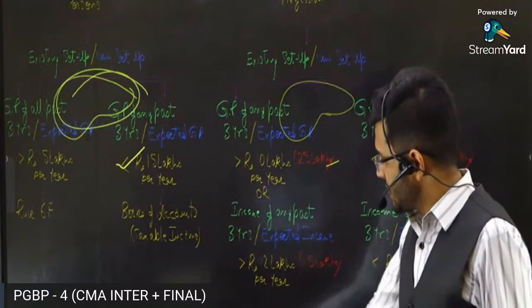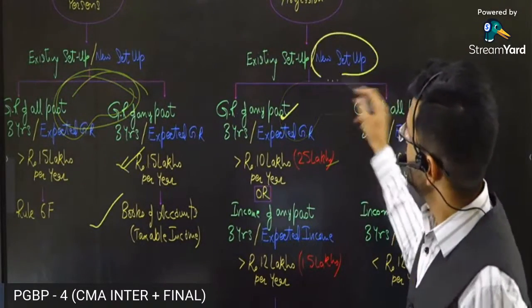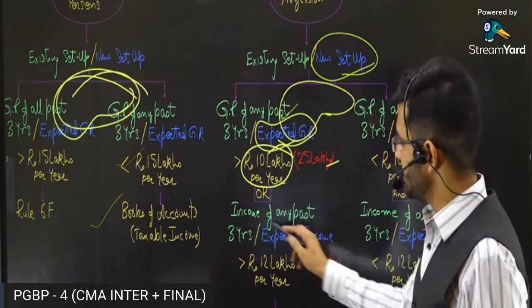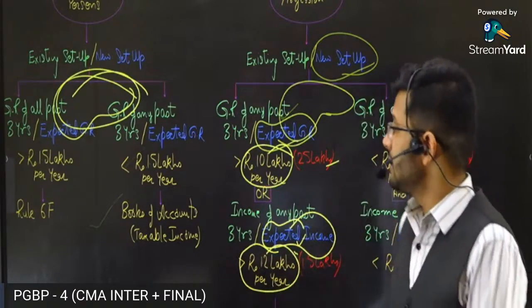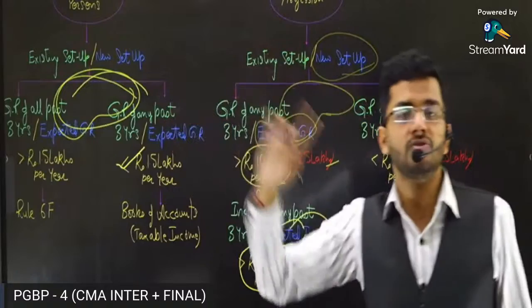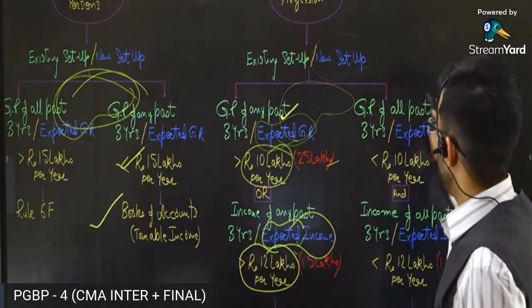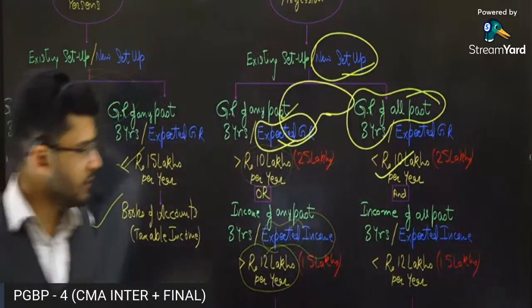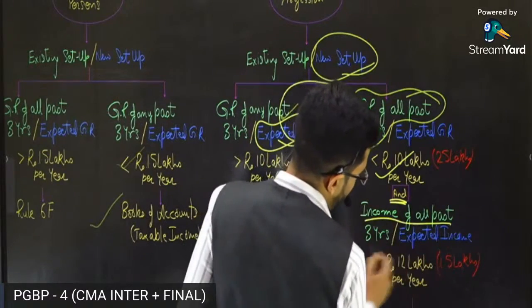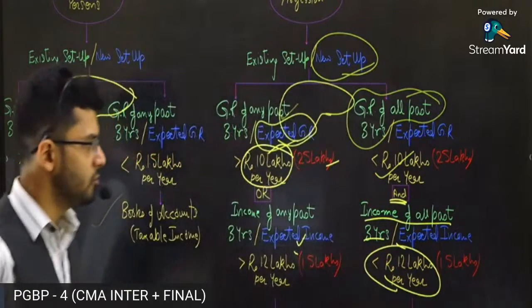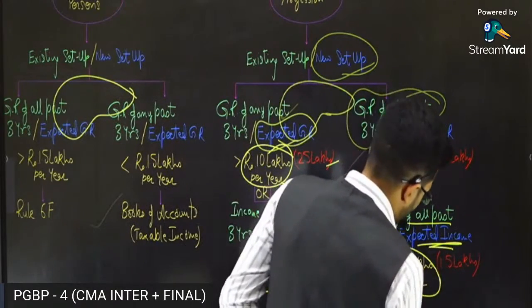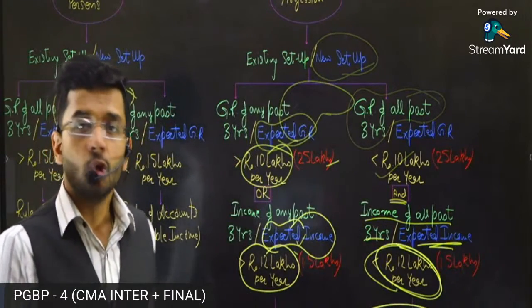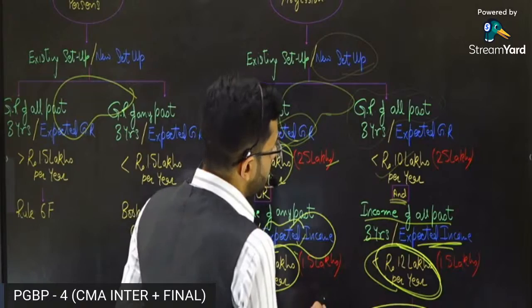Then in this case, if you are a new setup, then if expected gross receipts exceed 10 lakh rupees, or expected income exceeds 1.2 lakh rupees, then you are required to prepare your books of accounts. Now, if gross receipts of all the 3 years are less than 10 lakh rupees, and income of all the past years is less than 1.2 lakh per year, and expected income is also less than 1.2 lakh per year, then no books of accounts are required to be maintained. No books of accounts are required to be maintained in this last case.